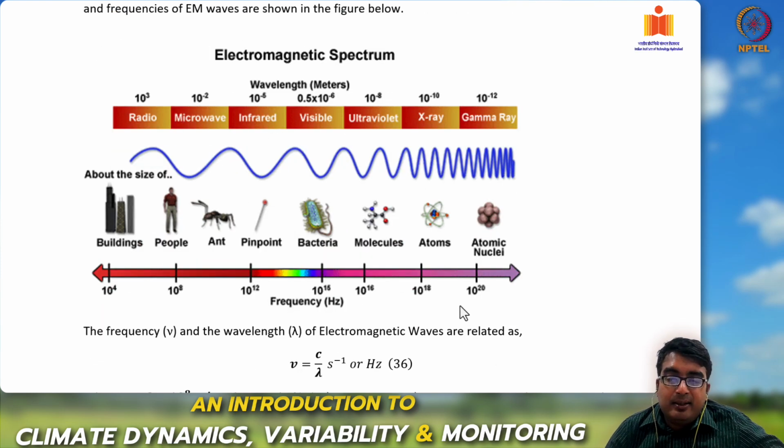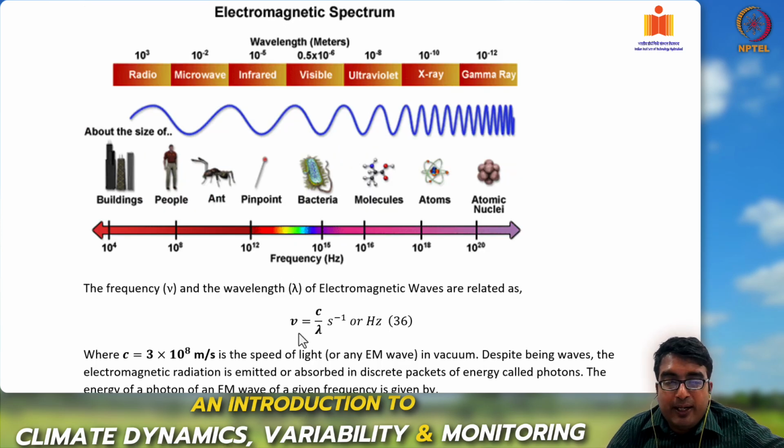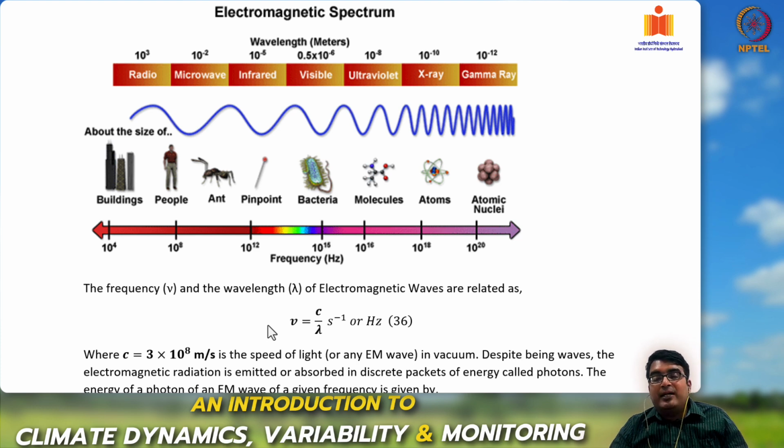When you look at the relationship between wavelength and frequency, they are inversely proportional. So frequency is the speed of light divided by the wavelength. Its unit is second inverse or hertz. Speed of light is 3 into 10 to the power 8 meters per second. So what you have to do is just get the wavelength, put it in the denominator, with the speed of light 3 into 10 to the power 8 in the numerator, and you will get the frequency of that wavelength.